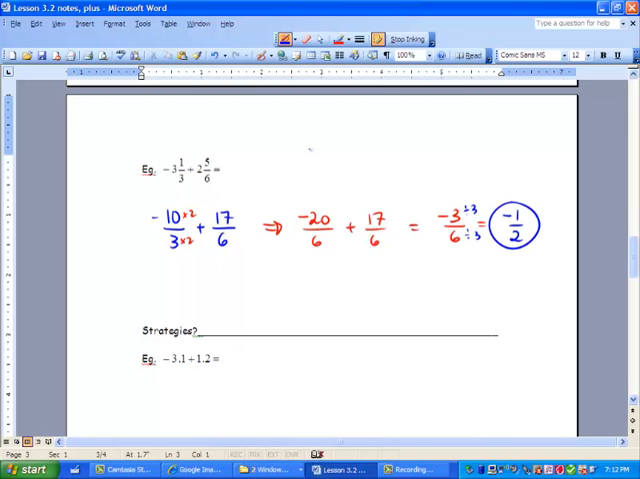What strategies did we use? We got a common denominator, and we also used improper fractions.